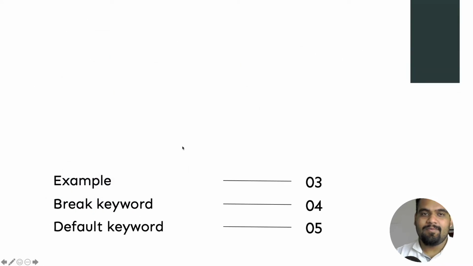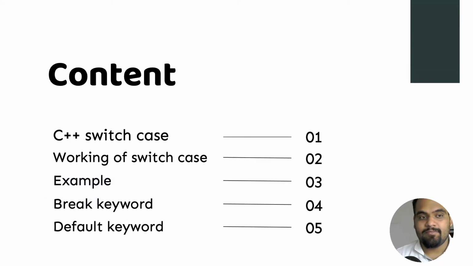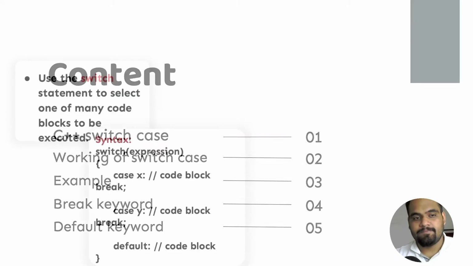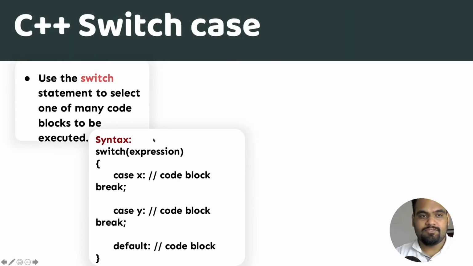Okay, let's start by looking at the contents, which is going to be very important. What is a switch case? Working of switch cases, examples, and the break keyword and default keyword, two essential keywords that you should be knowing. Now, use the switch case statement to select one of many code blocks to be executed.